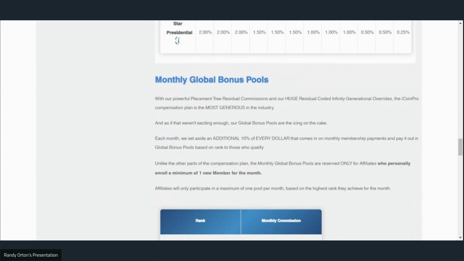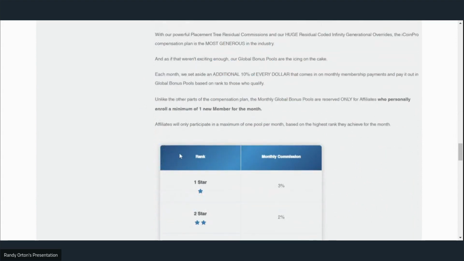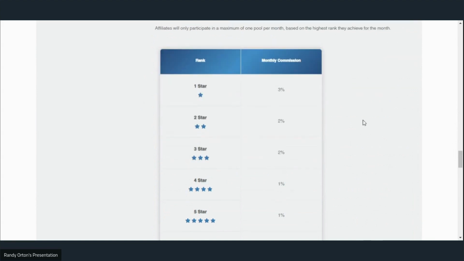And if that weren't exciting enough, you got the global bonus pools that are the icing on the cake. Each month, they set aside an additional 10% of every dollar that comes in on the monthly membership payments and pay it out in global bonus pools based on rank to those who qualify. Unlike the other parts of the compensation plan, the monthly bonus pool is reserved only for affiliates who personally enroll a minimum of 1 member for the month. Affiliates will only participate in a maximum of 1 pool per month based on the highest rank they achieve for the month.